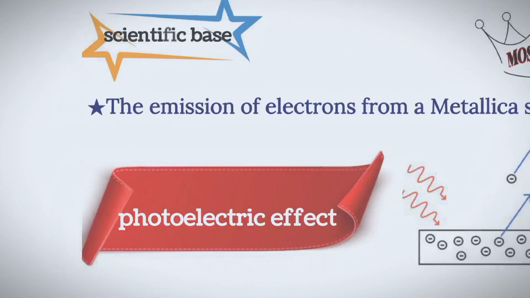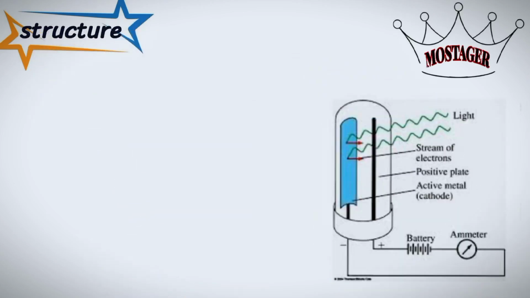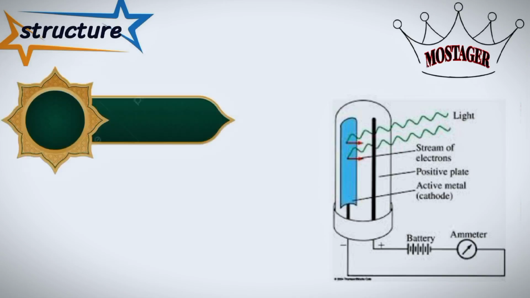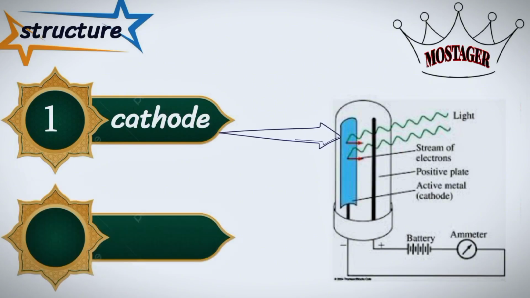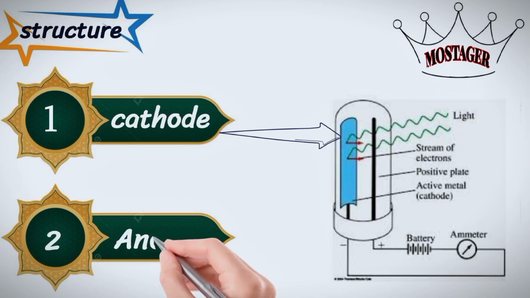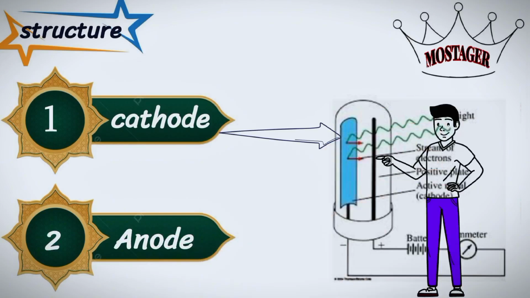The structure of photoelectric cells. The photoelectric cell consists of a tube of transparent material which is evacuated of air and consists of, number 1, the cathode, which is a concave metallic surface that emits electrons when exposed to light. Number 2, the anode, which is made of thin wire to avoid blocking the light which falls on the cathode. The anode picks up the electrons emitted from the cathode, causing current in the external circuit.